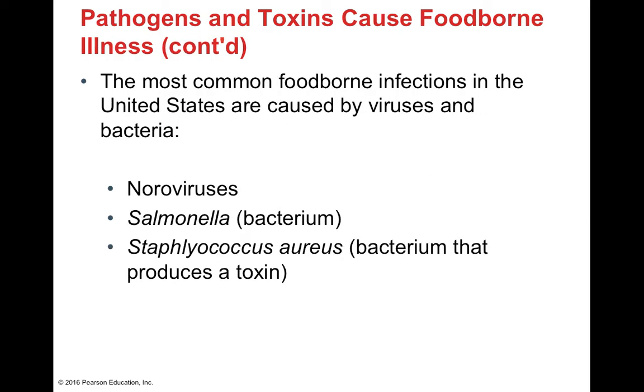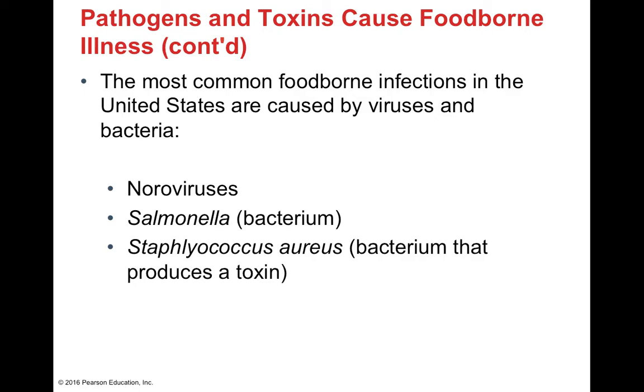All right, so most of the common foodborne infections are caused by several different types of viruses and bacteria. You may have heard of several of these. Salmonella is probably something pretty common. I think everybody at some point has had a salmonella infection if they've eaten undercooked poultry, for example. It also can occur on eggs if you don't wash the outside of your eggs.